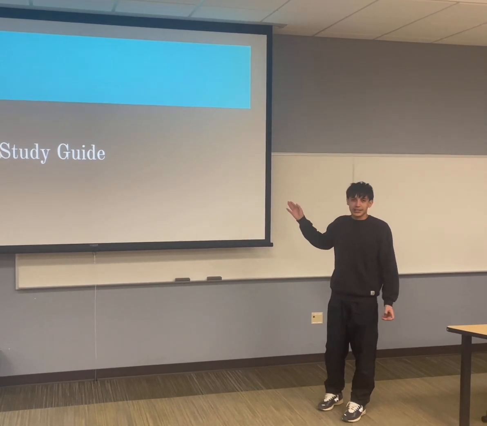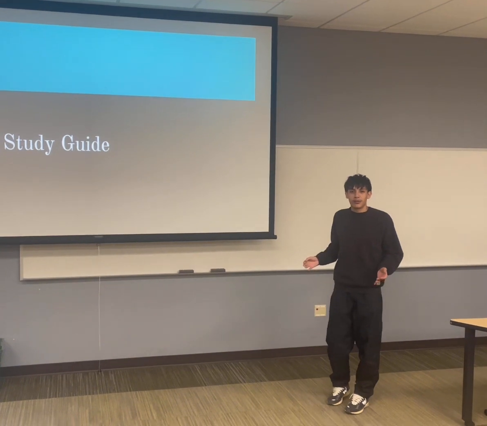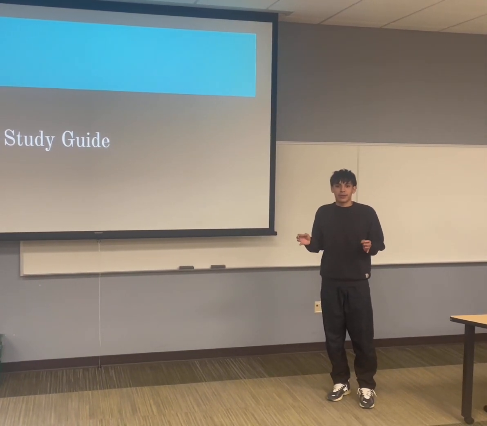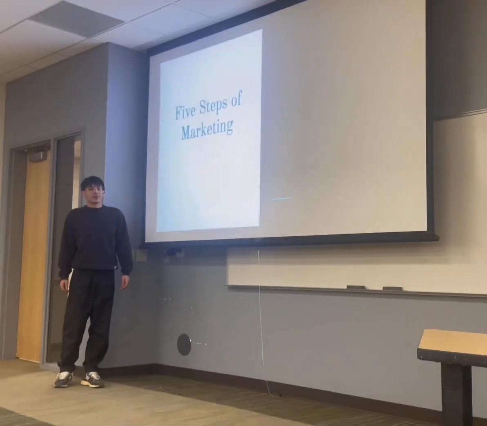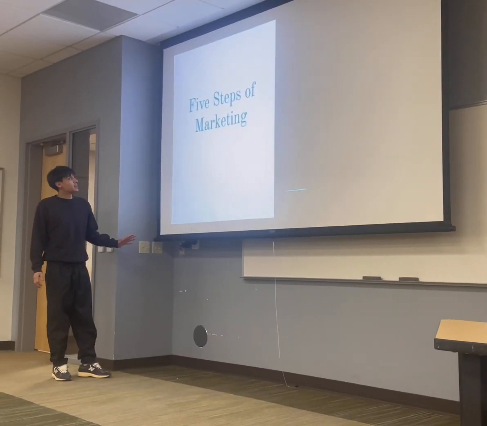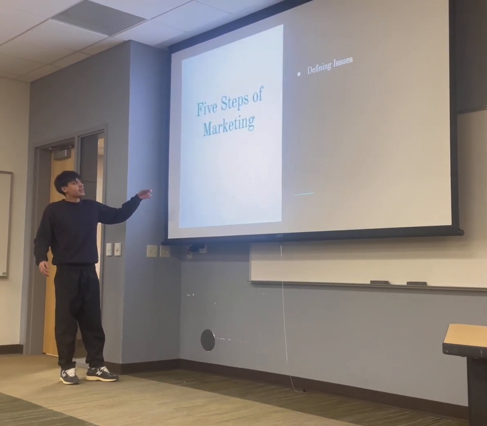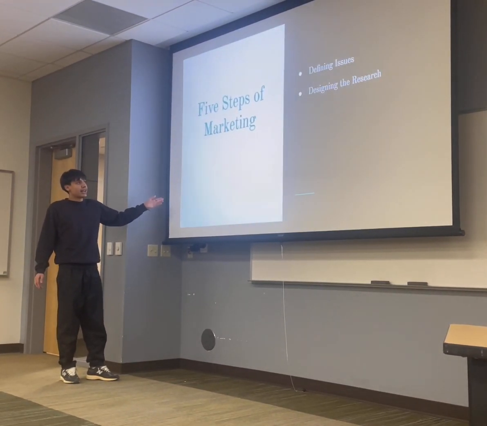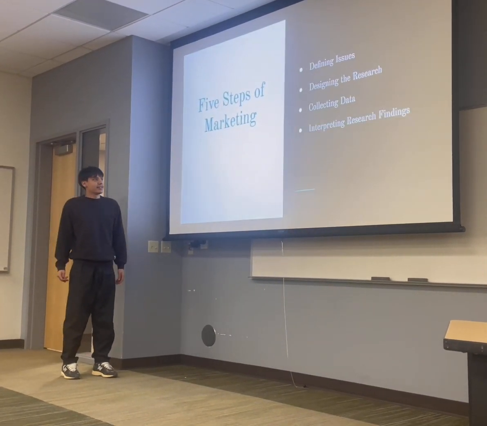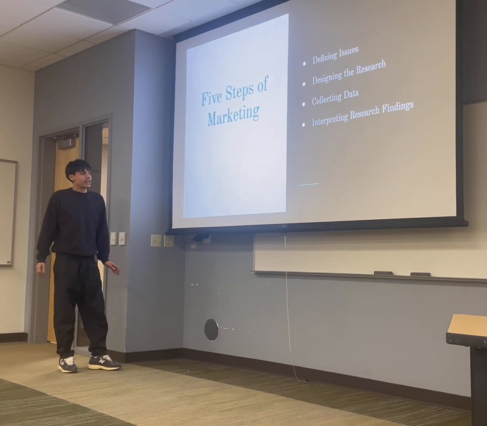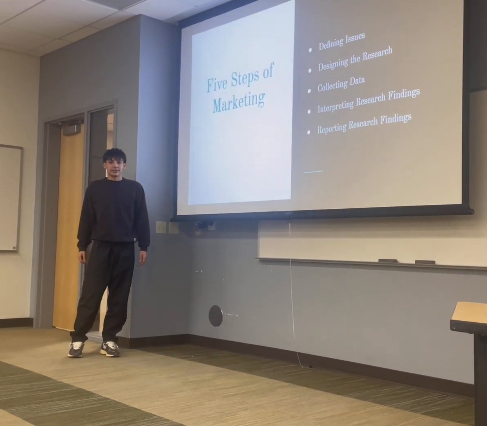5, which is just the research of marketing data. And overall, you just want to find the problem in the data so you can better market your product. So there's 5 basic steps in the research of marketing. The first step is defining the issue. The second step is designing the research. Third step, collecting the data. Fourth step, interpreting research findings. And last step, reporting research findings.